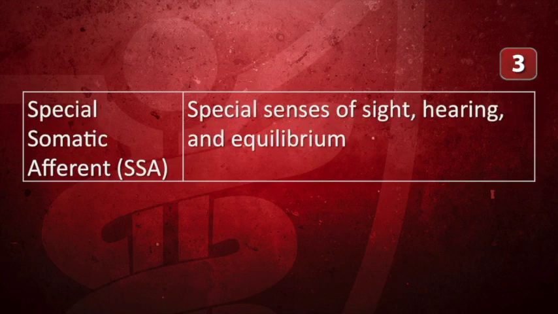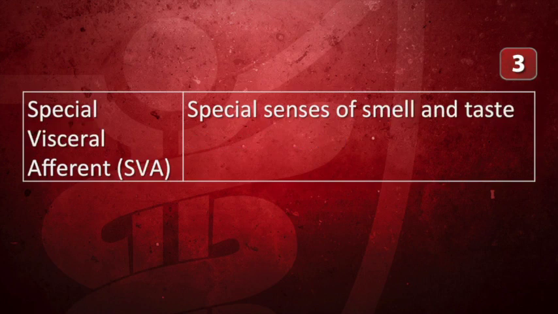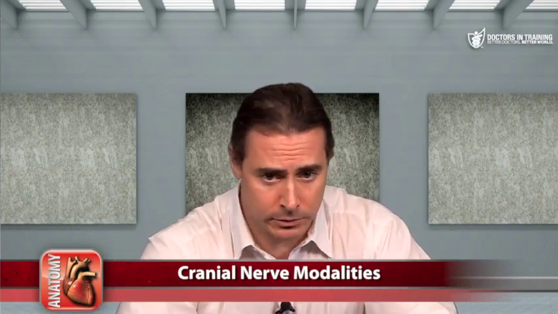Special somatic afferent, the special senses of sight, hearing, and equilibrium. Special visceral afferent, the special senses of smell and taste. These are classified as visceral because of the functional association between these senses and the viscera of the gastrointestinal tract. This traditional classification system is still widely used.